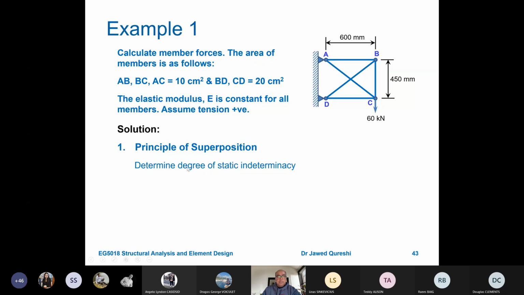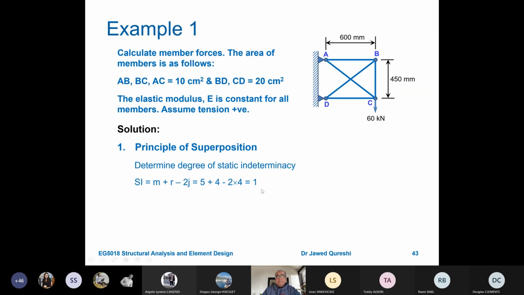So first things first, we have to apply the principle of superposition, which means that we have to determine SI and decide what degree of freedom needs to be removed. So SI for this structure is M plus R minus 2J. If I apply this, this is not a member, it is a kind of support. It is giving me SI equal to 1.